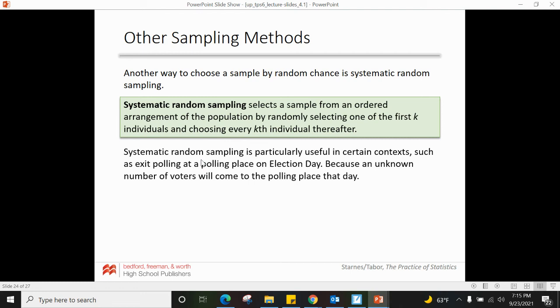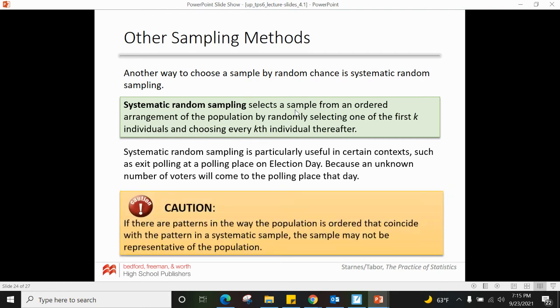I skip them, survey the next person. Skip, survey the next person. Skip, survey the next person. And you keep doing that until you run out, or until you hit how many people you want to sample. If you hit the end, you just start over again and you skip over the people you've already sampled. So that would be systematic random sampling.